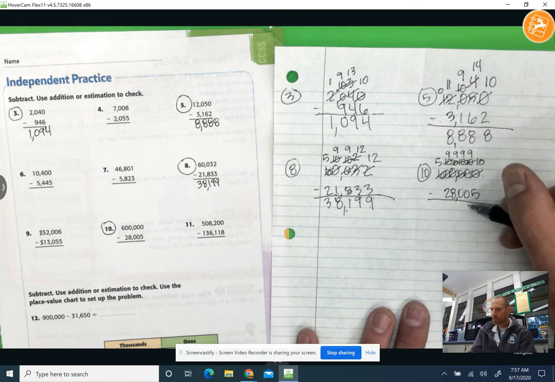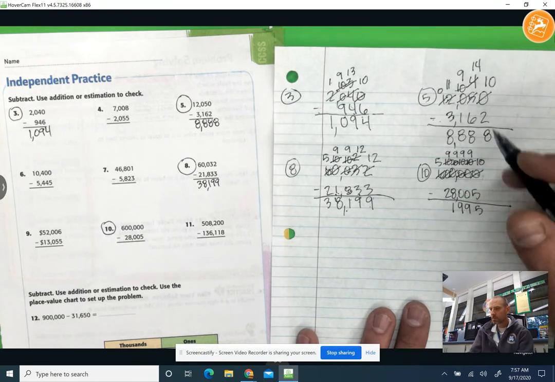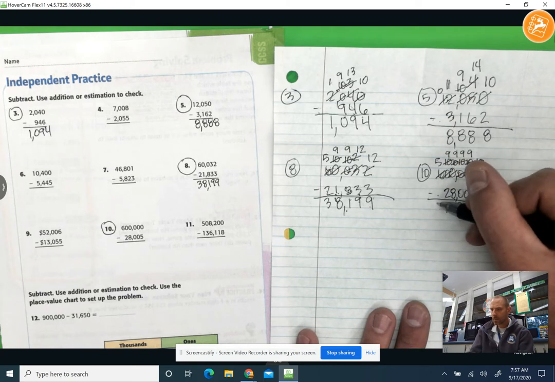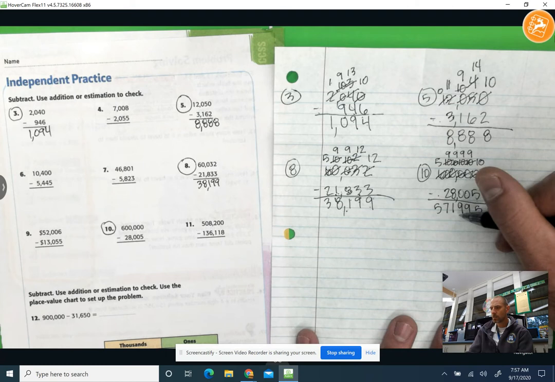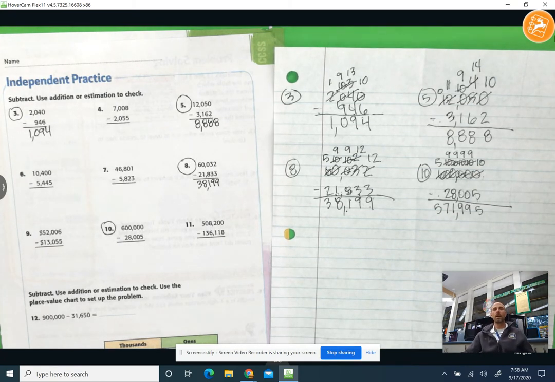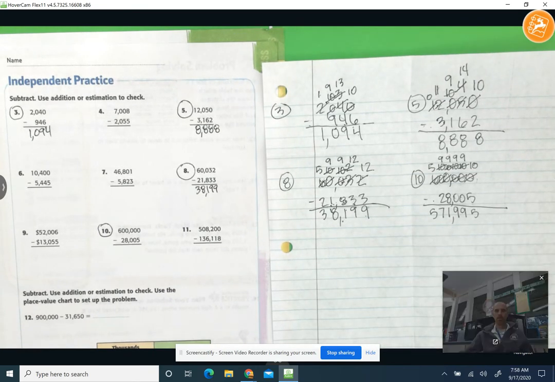9 and 0 is 9. 9 minus 0 is 9. 9 minus 8 is 1. 9 minus 2 is 7. And 5 minus nothing is 5. Ones, tens, hundreds, comma. 571,995. All right, boys and girls, subtracting across zeros.